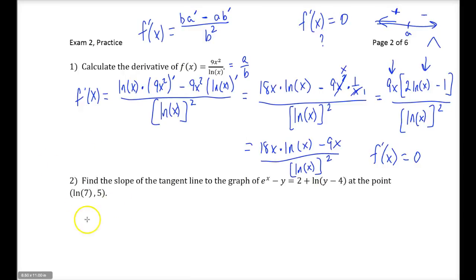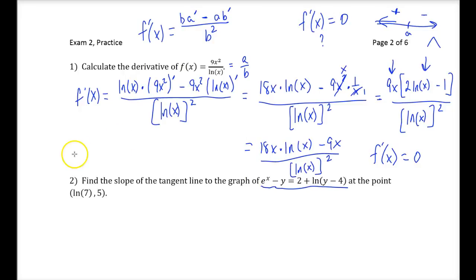Let's go ahead and move on to problem number 2. So we want to find the slope of the tangent line to the graph of this particular relation at the point natural log of 7, 5. And so notice that this is not a function. And it's not a function because if I tried to take that equation and solve it for y, I will see that y will be in terms of x as well as y. And one of the things that we know about functions is that a function cannot be written in terms of itself.